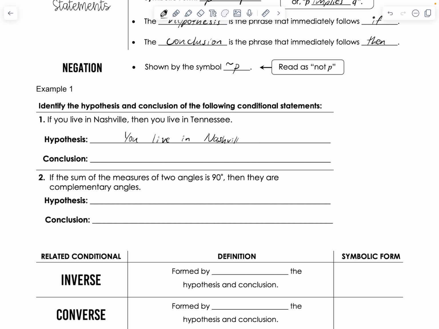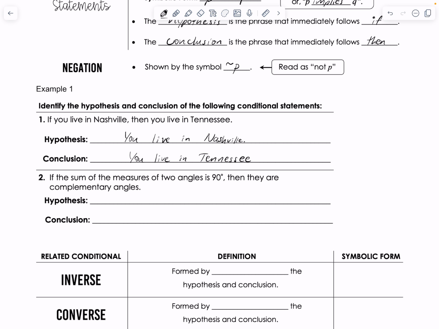The next one is something we just talked about at the end of our previous unit. If the sum of the measures of two angles is 90 degrees, then they are complementary angles. So the hypothesis is that the sum of the measures of two angles is 90 degrees. And the conclusion, we write, they are complementary angles. So that's how we break it up in terms of conditional statements.